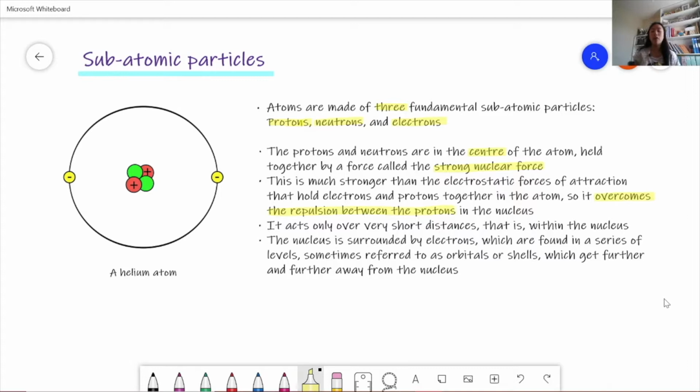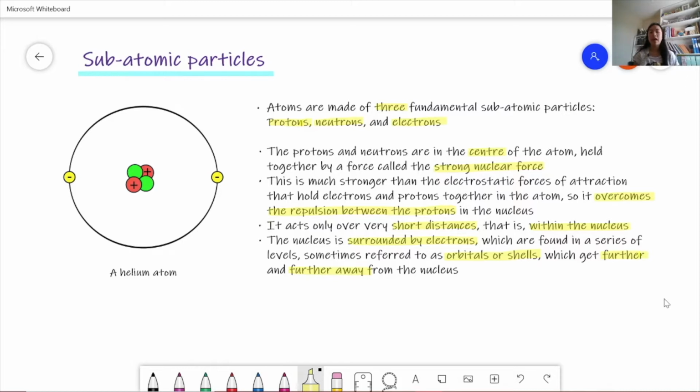And so that's how this strong nuclear force can hold all the protons together, because normally they would repel each other because they have the same charge. And another thing to know about the strong nuclear force is that it acts only over very short distances, so only within the nucleus. And then what we need to know about electrons is that they surround this nucleus, and they're found in a series of levels, which we call orbitals or shells, and these get further and further away from the nucleus.